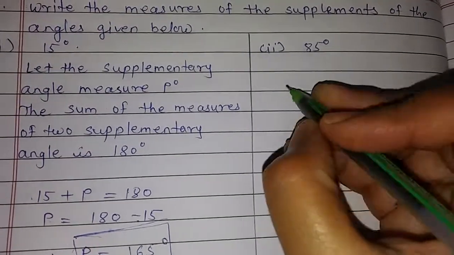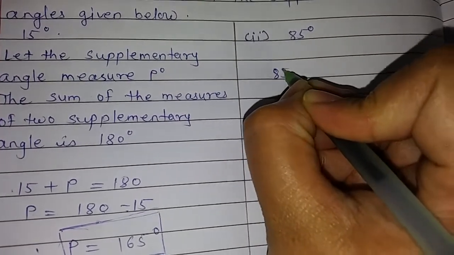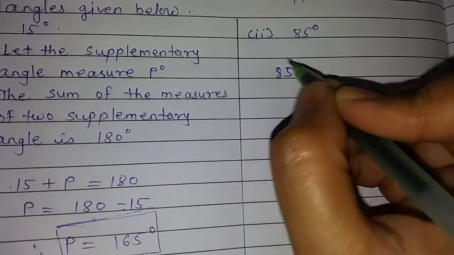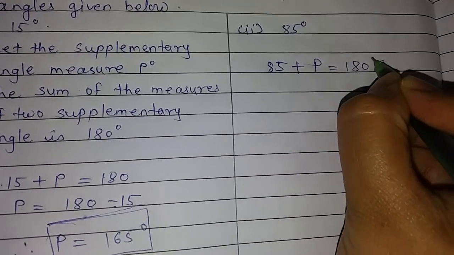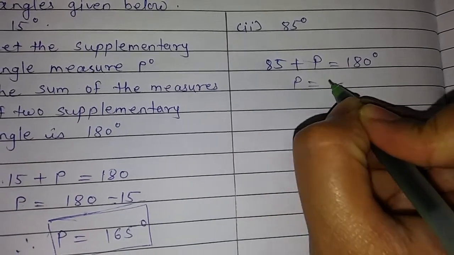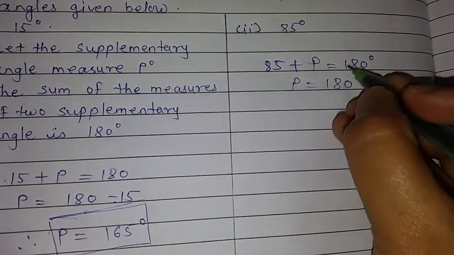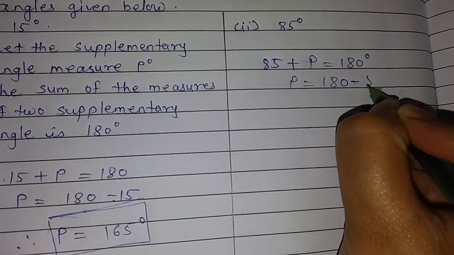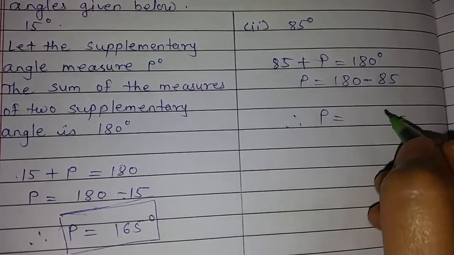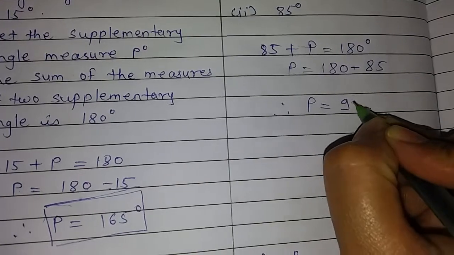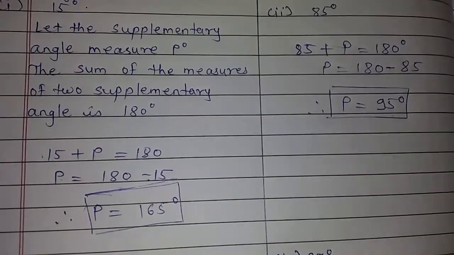I am writing the equation directly. One angle is given 85 degree. Second angle we are considering P, is equal to 180 degree. Now P is equal to 180. 85 is here plus. Opposite to the equal sign we get minus 85. Therefore P is equal to 180 minus 85, which is 95 degree. This is our answer.